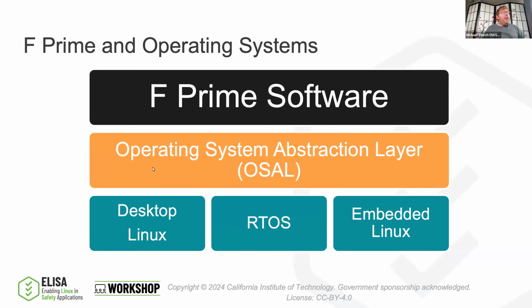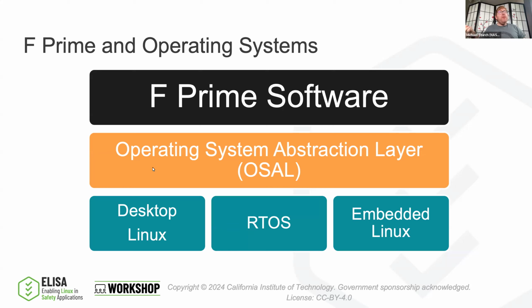F prime is built on an operating system abstraction layer that we ship, and then below the operating system abstraction layer are the types of operating systems we see. So I've put in there desktop Linux, some generic RTOS, could be VxWorks, could be FreeRTOS, and as we saw in Ingenuity, embedded Linux.